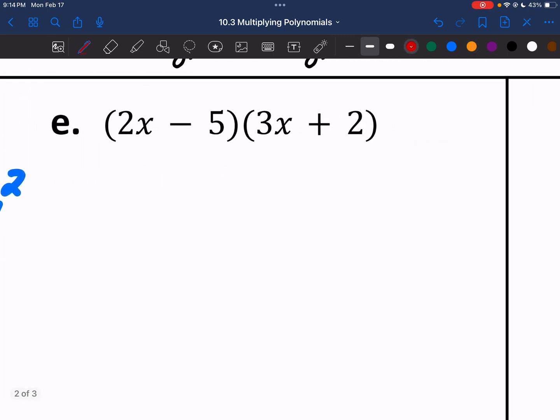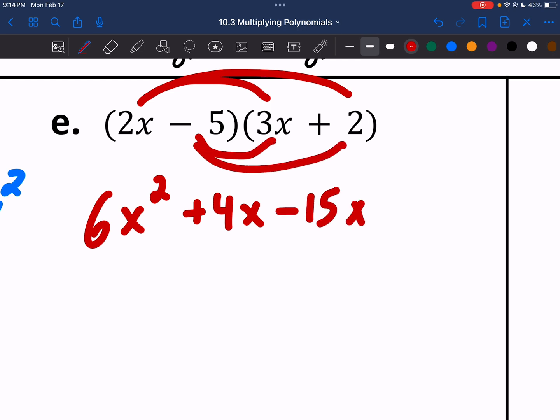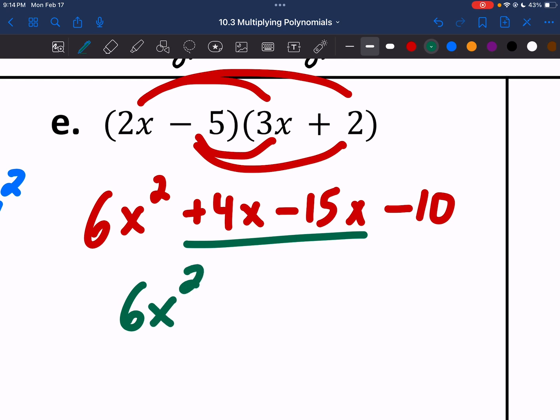Letter E. We have 2x times 3x, which is 6x squared. 2x times 2 is plus 4x. Negative 5 times 3x is minus 15x. And negative 5 times 2 is minus 10. We are going to combine our like terms in the middle. So we have 6x squared, minus 11x, minus 10.